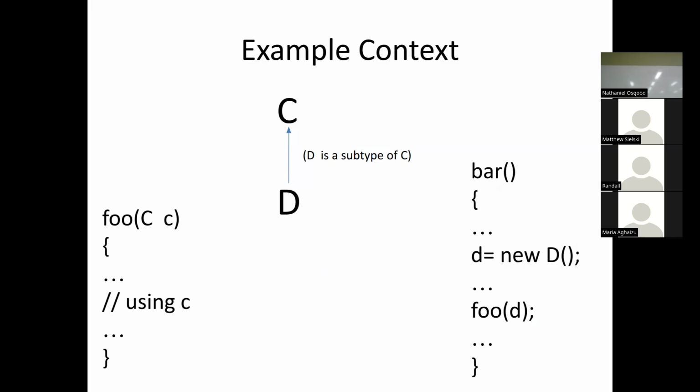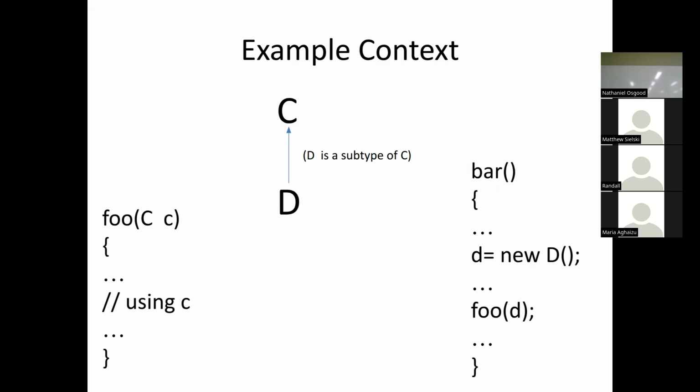But foo, as you're probably aware, in object-oriented languages, while it takes a C, it can be passed a D, an instance of D, because an instance of capital D is a subtype of C. You can pass a D as if it were a C. So this call over here to foo on the right is passing something that's really a D, its actual type is a D, as if it's a C. And from within foo, it's treated as a C.